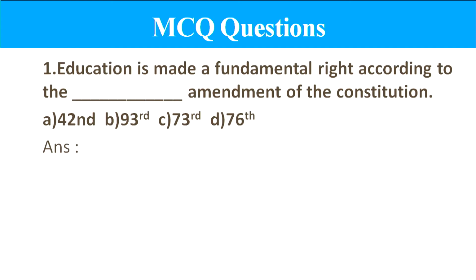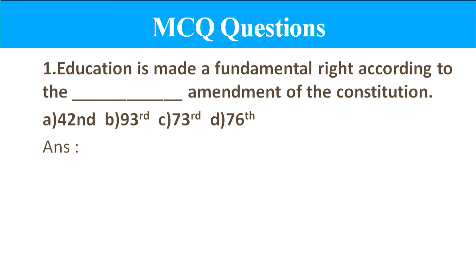Next, the most important questions, especially multiple choice questions for this unit. It is very important for your exam and also it is a general knowledge question. First multiple choice question, education is made a fundamental right according to the dash amendment of the constitution. 4 options are given. The first option is 42nd amendment. B answer is 93rd amendment, C option is 73rd amendment and D option is 76th amendment. Now, children, find out which is the correct answer.